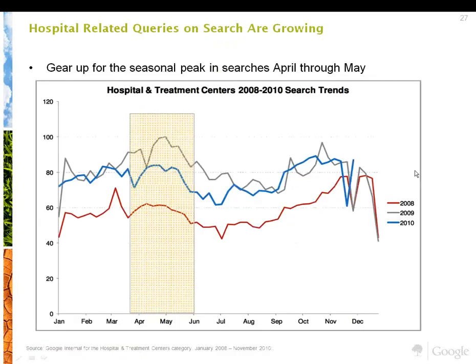Next, I wanted to show you a chart. This is Google-specific information on hospital-related queries, and they are in fact growing. Since 2008, we've seen substantial year-over-year growth with online hospital search queries, and in fact, we do see a peak in April through May, which is coming up very soon.